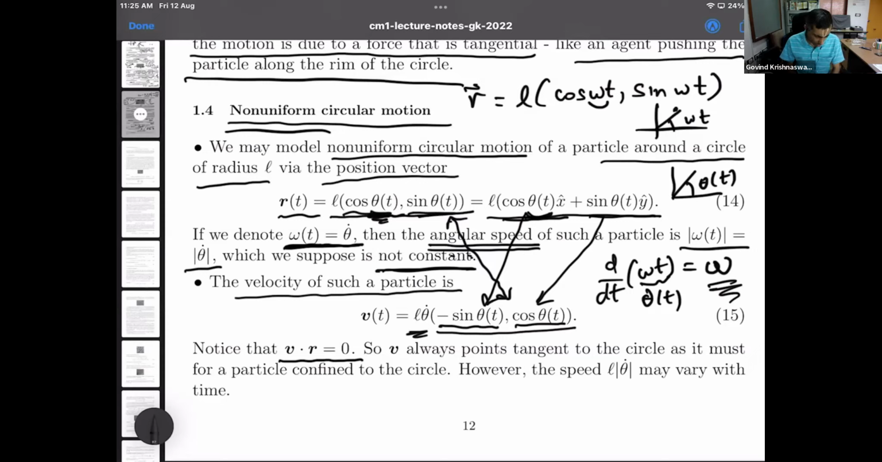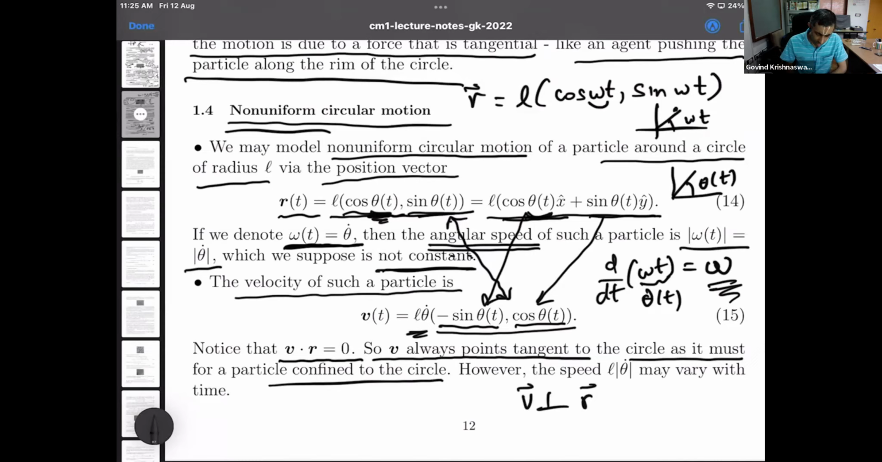V dot R is 0, even if the motion is not uniform. This is not a surprise to us because we can see geometrically that V always points tangent to the circle because the particle is confined to a circle. And therefore, V must be orthogonal to the position vector.